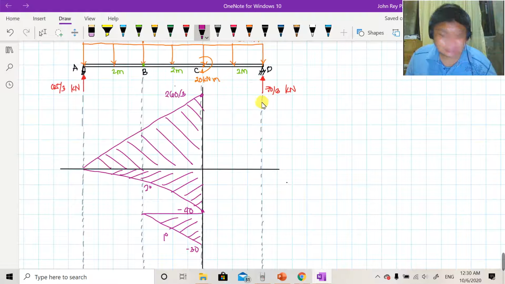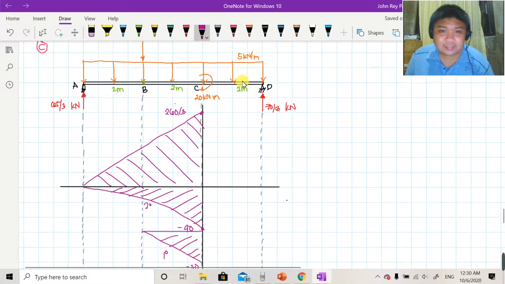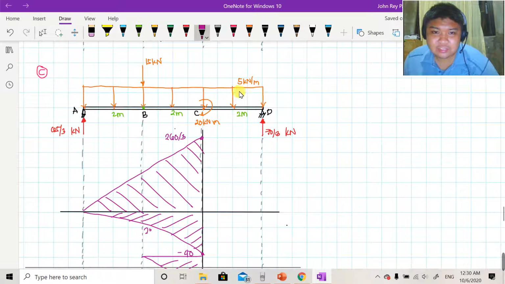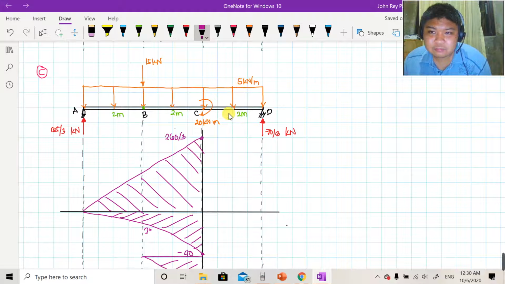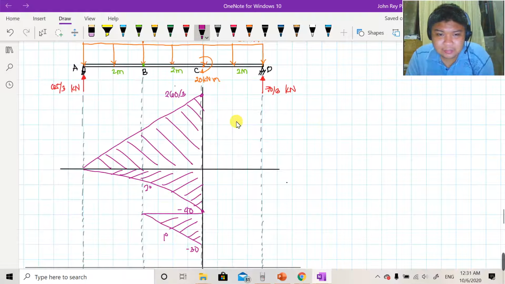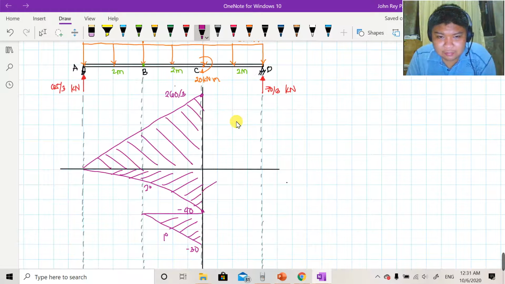So, this time, ang next na gagawin natin is punta na tayo sa kanan. So, this is a 5 kN. Multiplied mo lang siya ng 2 meters. So, 10. And yung moment arm niya is 1 meter. So, this will be a second degree spandrel ulit. Lagay mo lang second degree and this is negative 10. So, ito na yung itsura niya.